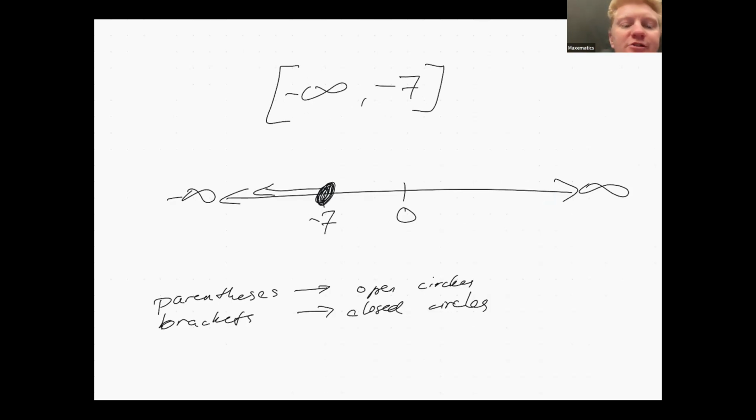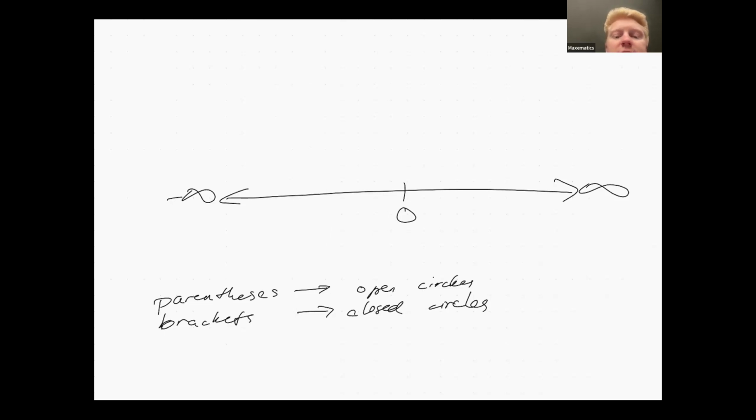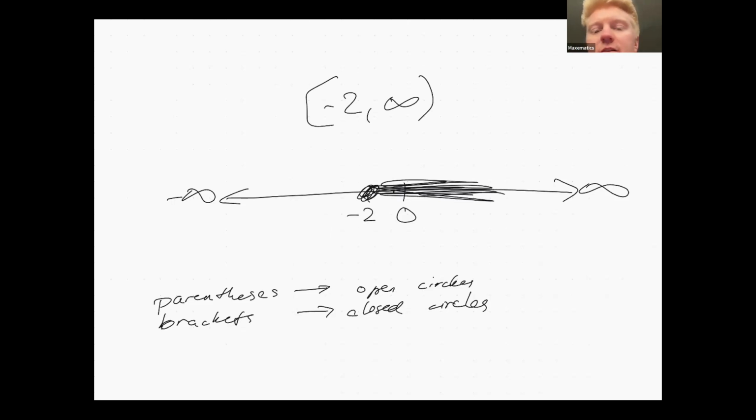Let's do one more example, actually. Let's say we have -2 to infinity, and we'll put brackets. All right, well, -2, closed circle, and everything to the right. There we go. Just to give you some ideas on how infinity would work. Alrighty, so let's go back to the presentation, hopefully for the rest of the time.